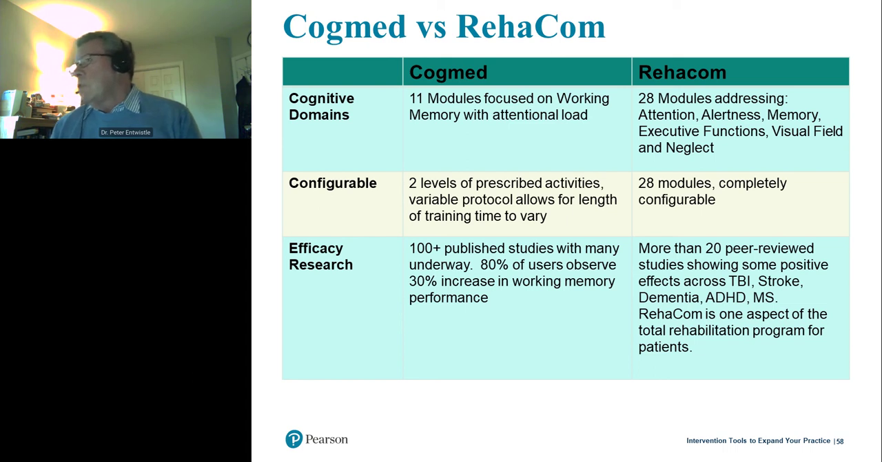Although 80% of individuals may present with an attention problem, that's not all it is. And one of the things I'm acutely aware of is that if you screen for a visual deficit because the person has a hemianopsia and perhaps they need saccadic training to be able to identify gaps in their visual field, that's something that the RehaCom program can offer. It's not part of Cogmed. Secondly, there are two levels now of prescribed activities. You can have a variable protocol, but what you'll find instead is that the clinician who is employing this program with clients in the States, if it's a RehaCom program, can configure the way they want the program.